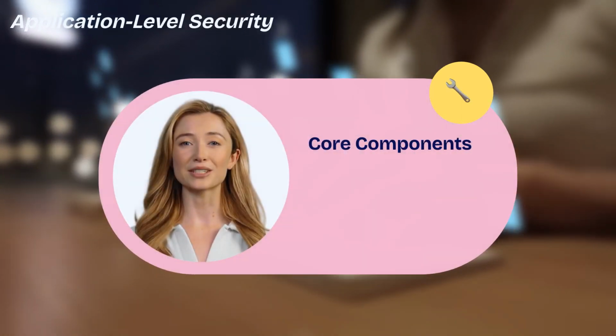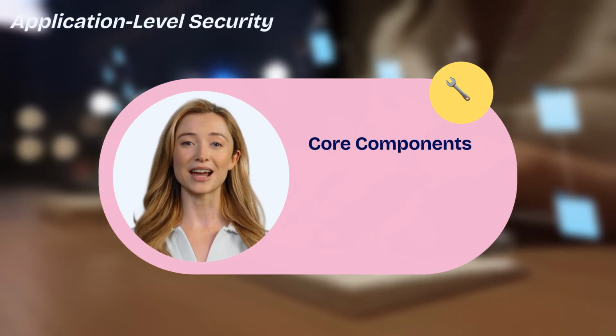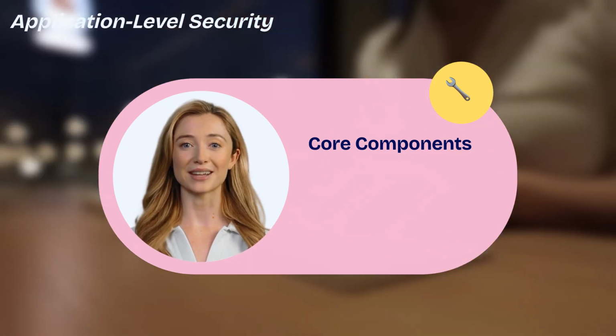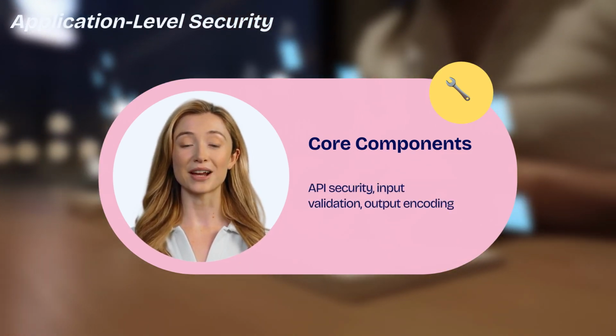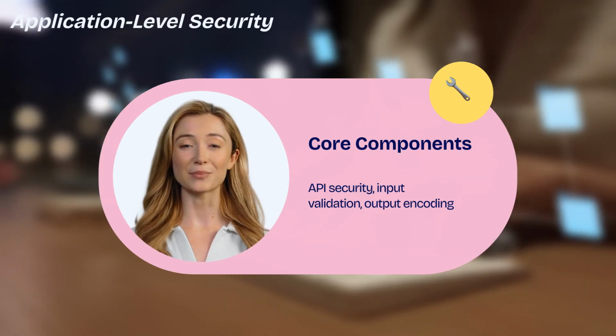Now let's talk about application level security. Applications are where a lot of data interaction happens, and they need to be secure in how they ask for, process, and send data. API security, input validation, and output encoding are all parts of ensuring data doesn't get compromised at this level.